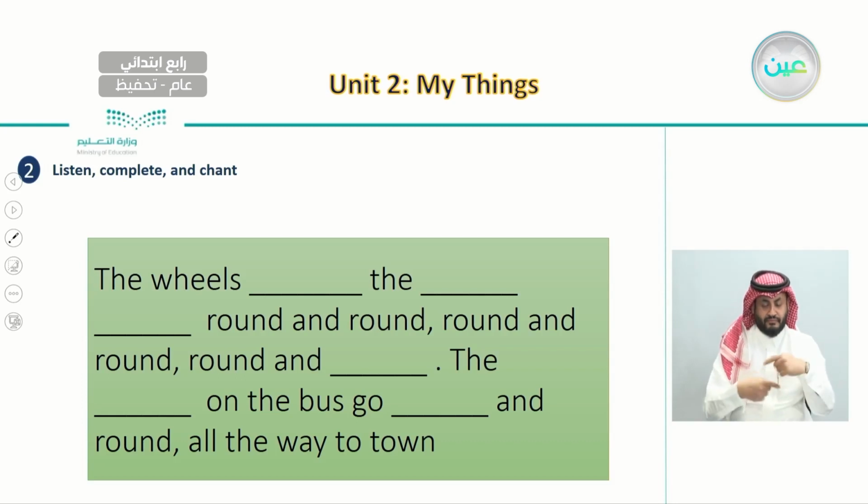The wheels on a bus go round and round, round and round, round and round. The wheels on the bus go round and round all the way to town. Let's listen one more time, and this time start to write down the answers. The wheels on the bus goes round and round, round and round, round and round. The wheels on the bus go round and round all the way to town.